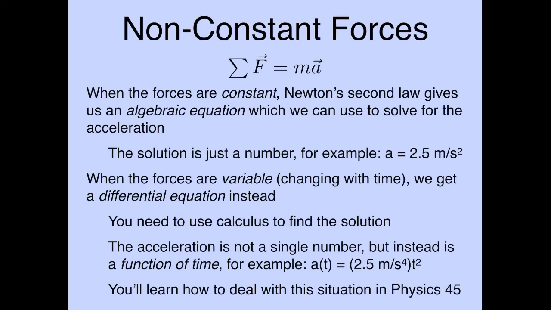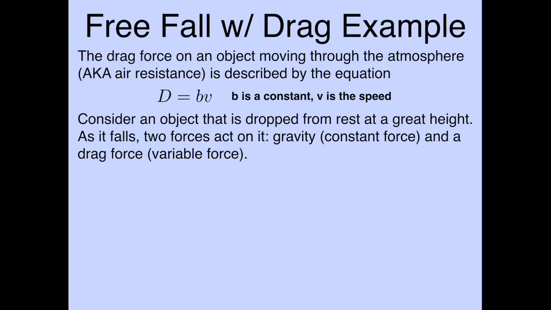And when you do that, again, the acceleration is not going to be just some number, it's going to be a function of time. Here's just an example: a as a function of t is equal to 2.5 meters per second to the fourth times t squared. That's just a random example, but the point is it's not a number. It's something where you plug in a time and then it tells you the acceleration at that time. So this is the kind of situation that we're going to start learning how to deal with in this class, in Physics 45.